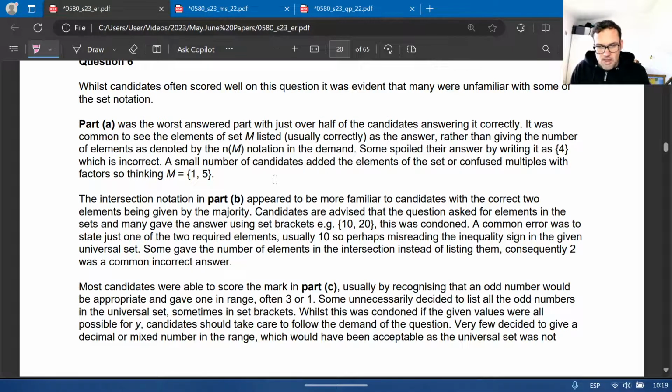Okay, the most common mistake is people list the numbers. So they write numbers 5, 10, 15, 20 instead of 4, there are 4 numbers. Okay? If you put it in those curly brackets, which indicates a set, you lost the mark. Don't put in curly brackets. This was the worst answered question in this question.